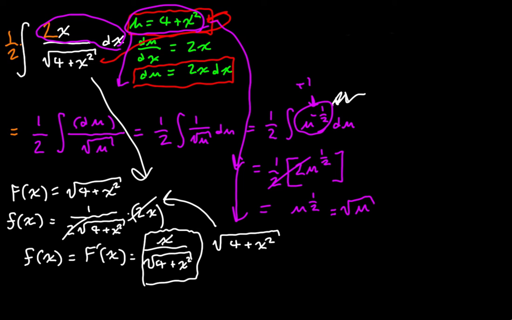So in closing, we know that the indefinite integral of x over the square root of 4 plus x squared dx is going to be equal to the square root of 4 plus x squared. And that's kind of neat.